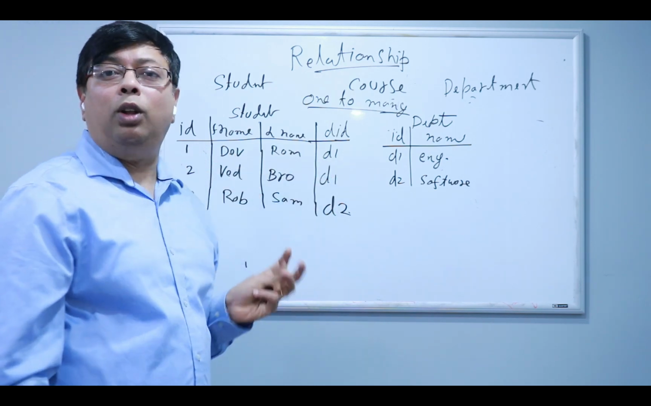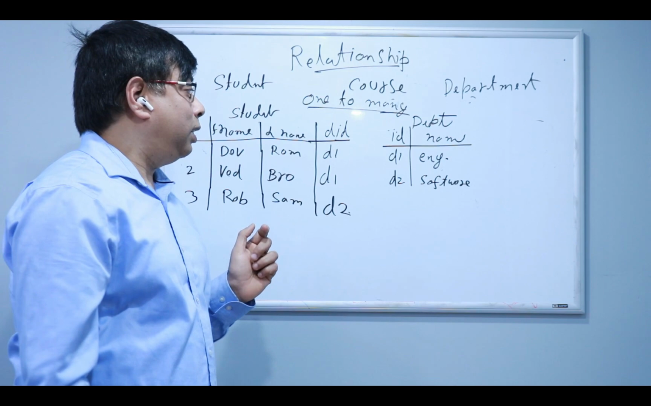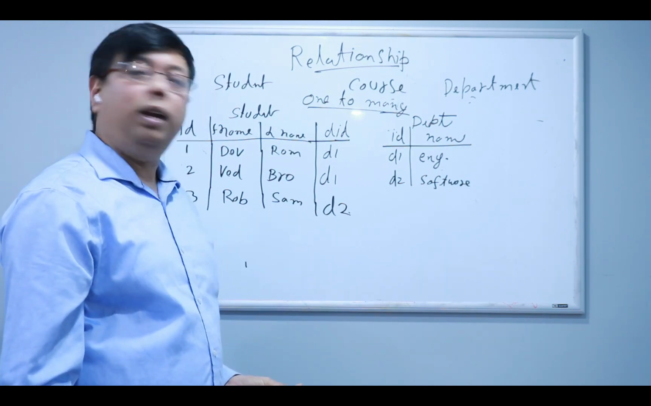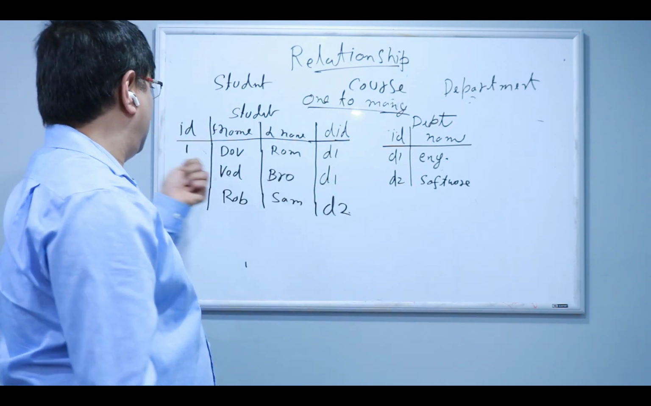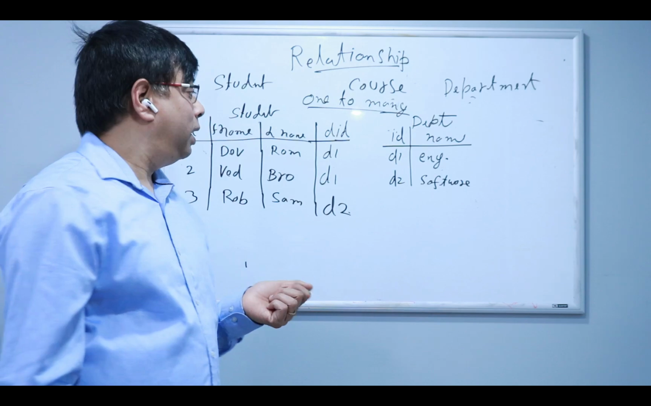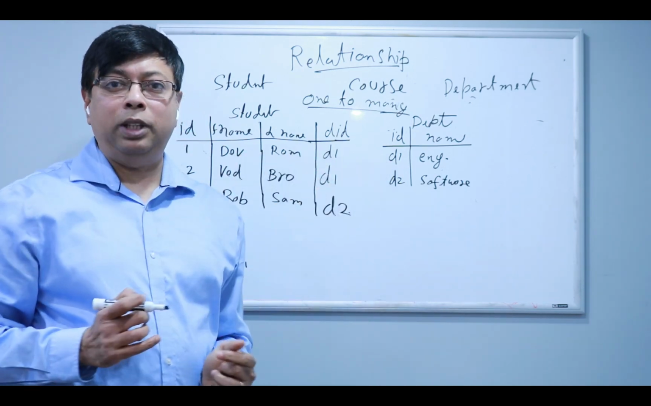Dave and Wade are the ones studying in the engineering department. Tomorrow I say, who are the students studying in the software department? Rob is studying in the software department. So see how relationships happen.